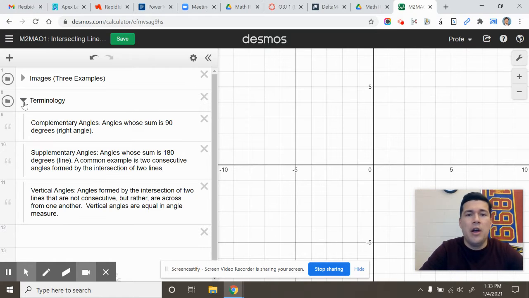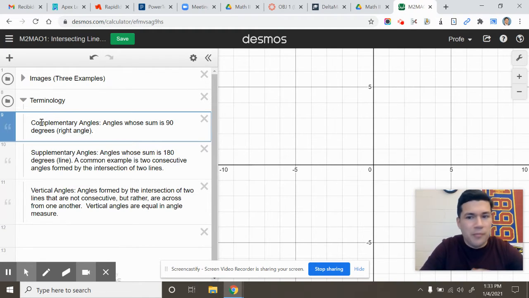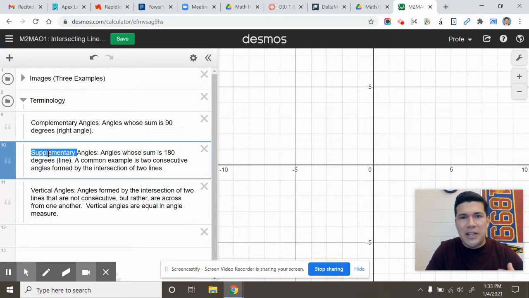All right. So I have three terms that I would like for you to make note of. First, complementary angles. This is a review from middle school. Complementary angles, remember, sum to 90 degrees, a right angle. Supplementary angles are angles that have a sum of 180. So if you're setting up equations, just remember complementary equals 90 and supplementary equals 180.